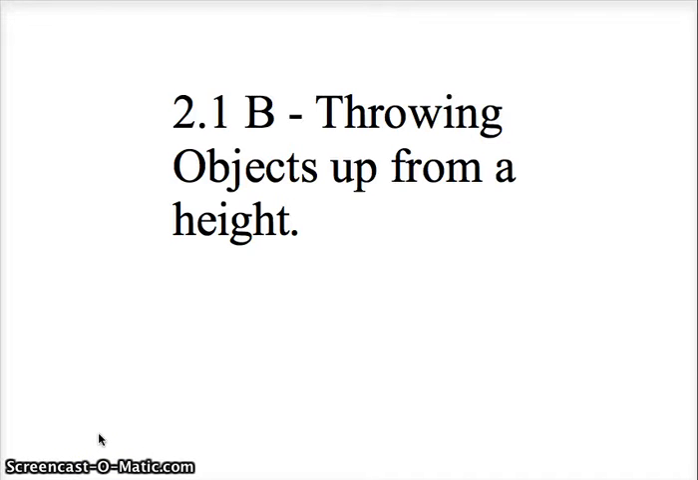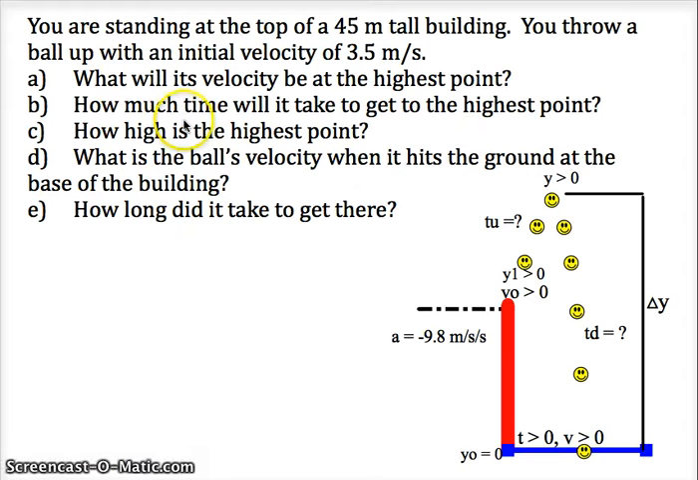Good afternoon, Pre-AP Physics. We are going to talk about 2.1b, throwing objects up from a height today. So here's our problem. You're standing at the top of a 45-meter tall building. You throw a ball up with an initial velocity of 3.5 meters per second. Then you have several questions to answer.